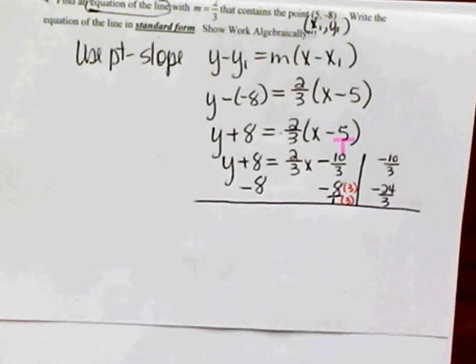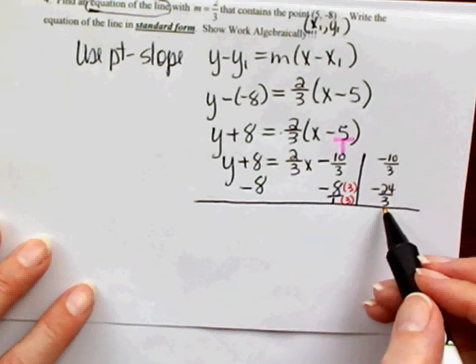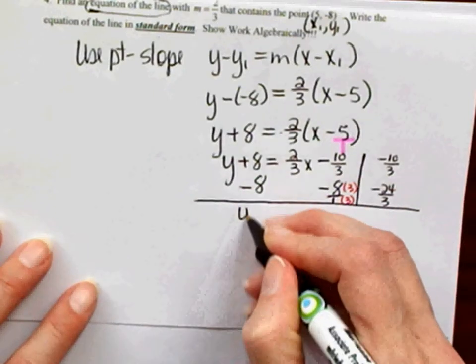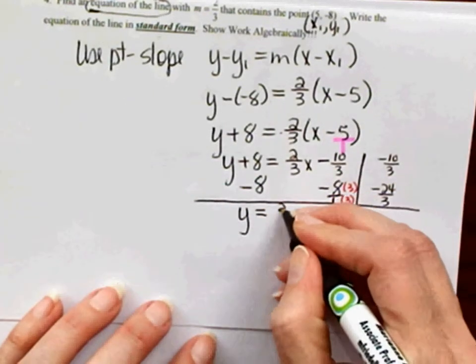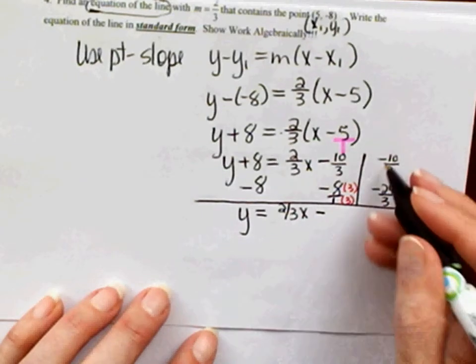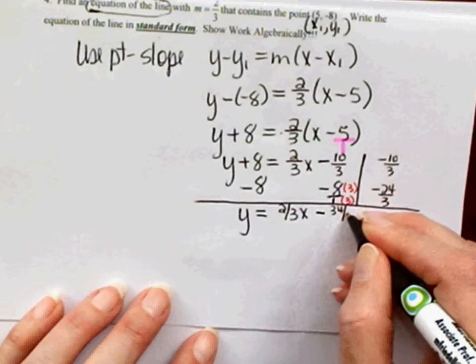Now some of you are like, I'm not really sure if I did it correctly. Well, there's a way of verifying it. What's a negative 24 divided by 3? It's a negative 8. So we did it correctly. So y equals 2/3 x minus, combine those two fractions, 34 over 3.